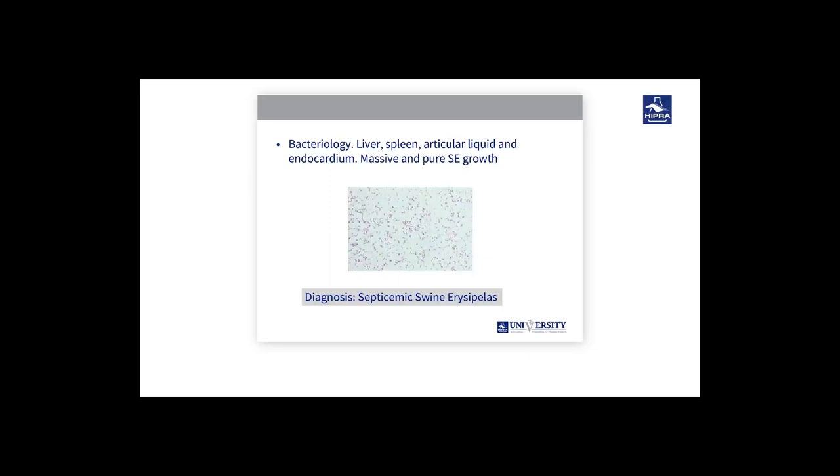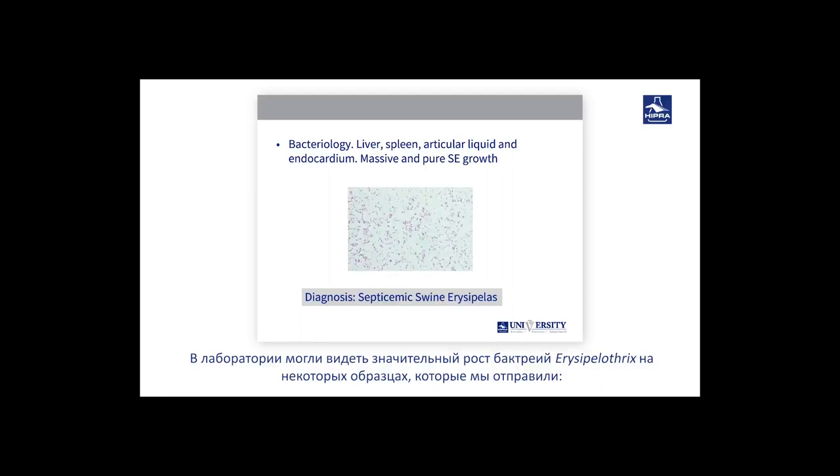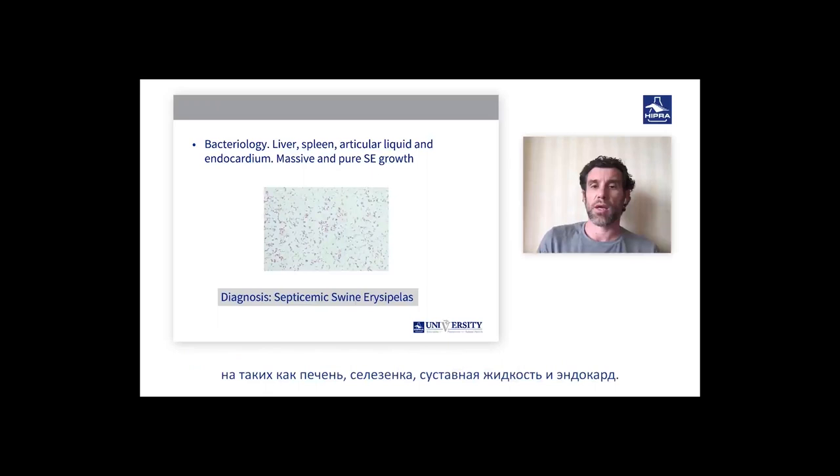Difference. And in the lab, in some samples that we send, liver, spleen, articular liquid, and endocardium, we can see that in those samples a massive and pure erysipelas growth. So the diagnosis again was clear, septicemic due to swine erysipelas.